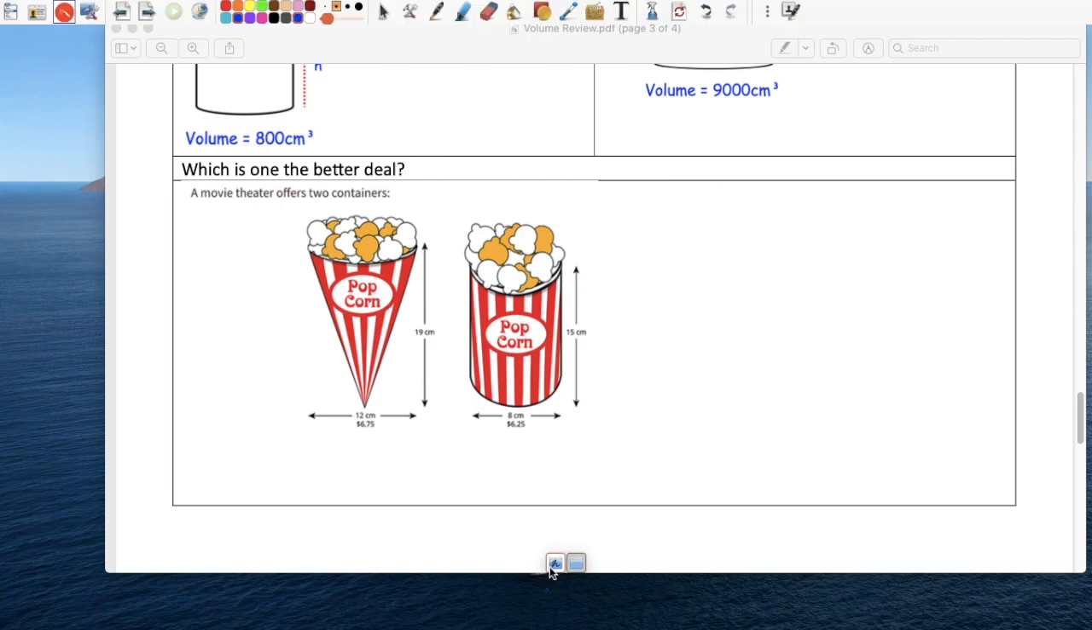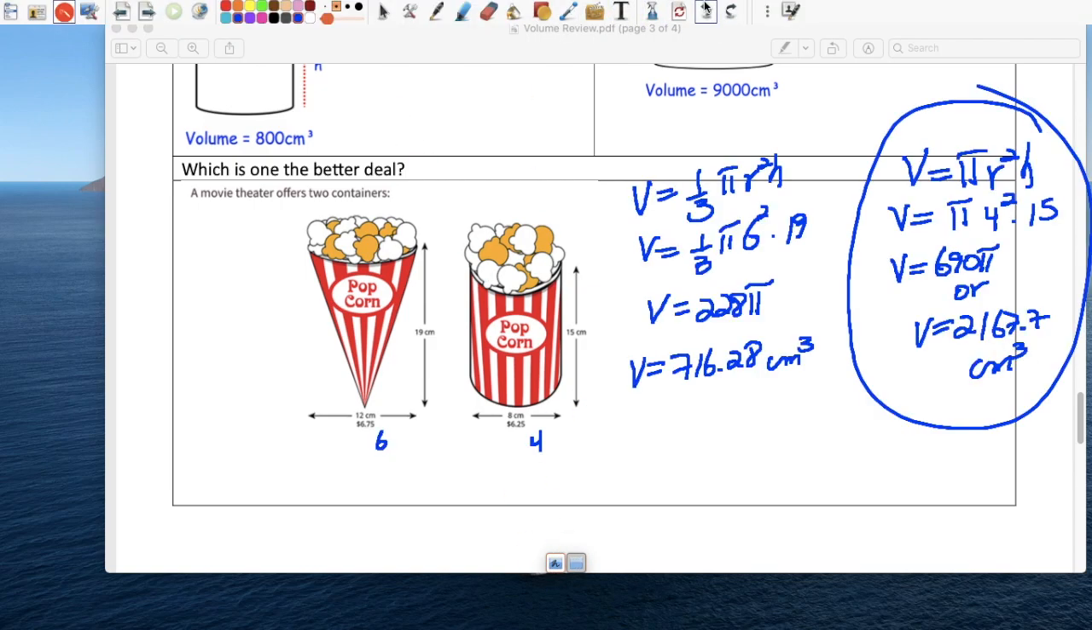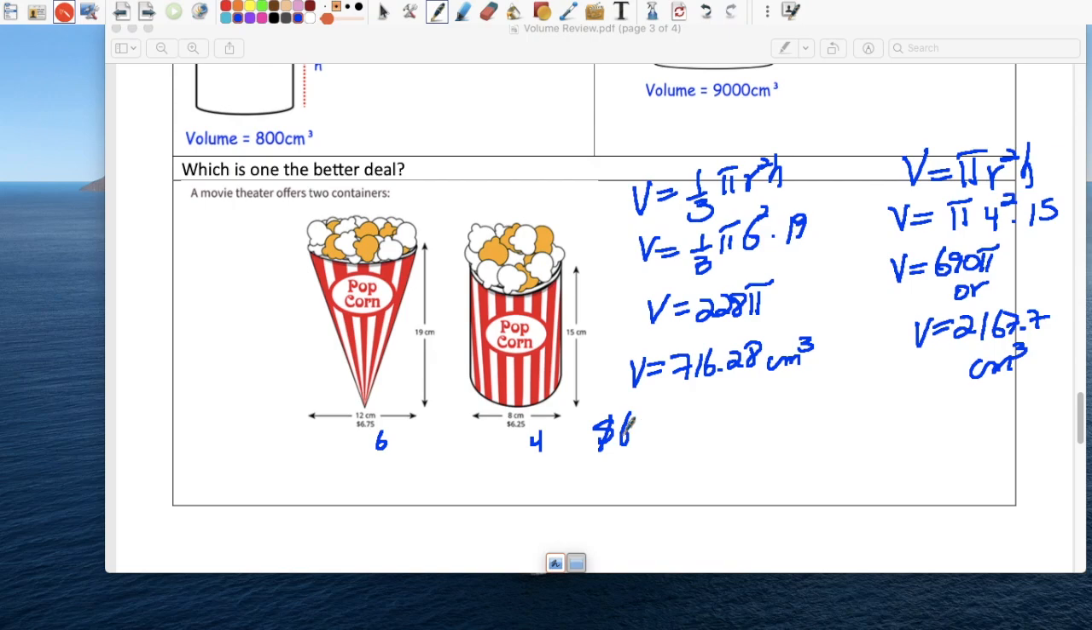You know what, just so I complete the question, I'm going to find the unit rate. So the unit rate here is $6.75, and you get 716.28 centimeters cubed of popcorn. So if you want to find the unit rate, 1 centimeter cube of popcorn gives you how much? So let's just divide 6.75 by 716.28. You can get that every centimeter cube of popcorn is about 9 cents.